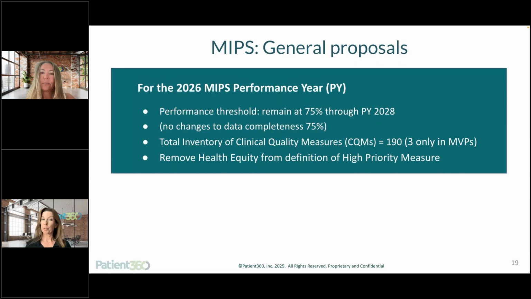Also, just some real general proposals. The performance threshold is proposed to remain at 75% through performance year 2028. No changes to data completeness. The changes to the clinical quality measures inventory that we'll overview on the next slides would leave us with a total inventory of 190 measures, 3 of which would only be available in certain MVPs, and removing health equity from the definition of a high priority measure.